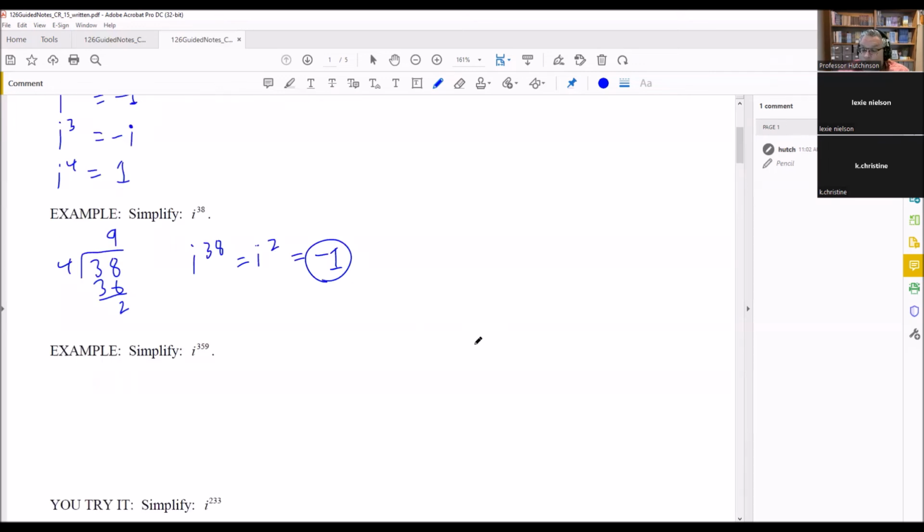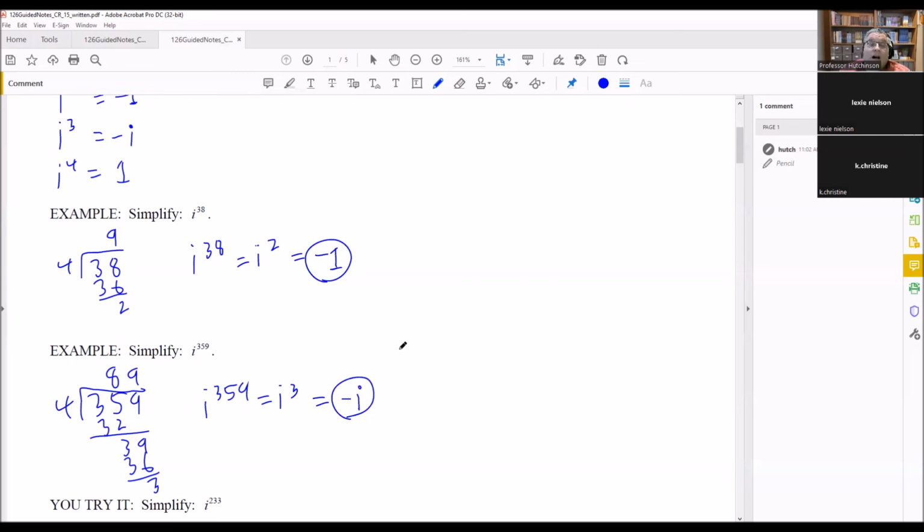So let's do another one of those. Let's do i to the 359th power. Okay, so 359, we're going to divide this by 4. You got to go 8 times here. That's 32. I get a 3. Now I want to take 4 into 39. That's going to go in there 9 times. And I get a remainder of 3. So now that tells me that i to the 359th power is the same thing as i cubed. I look at my list up here, and i cubed is equal to -i. So that's what I would put for my answer.